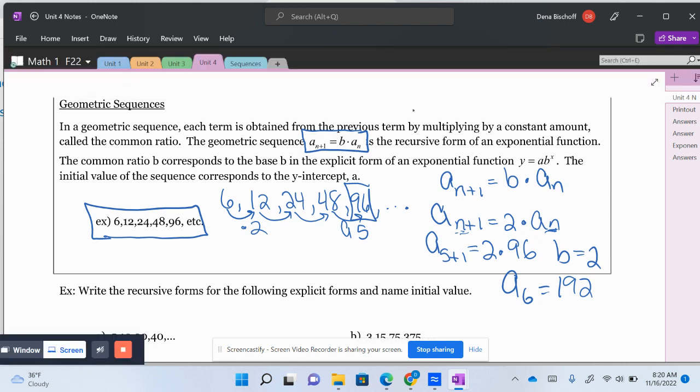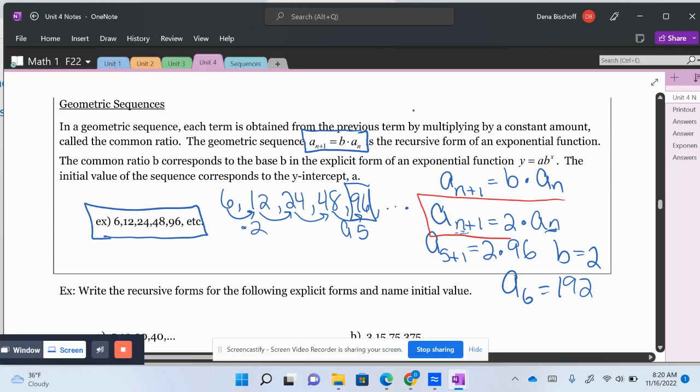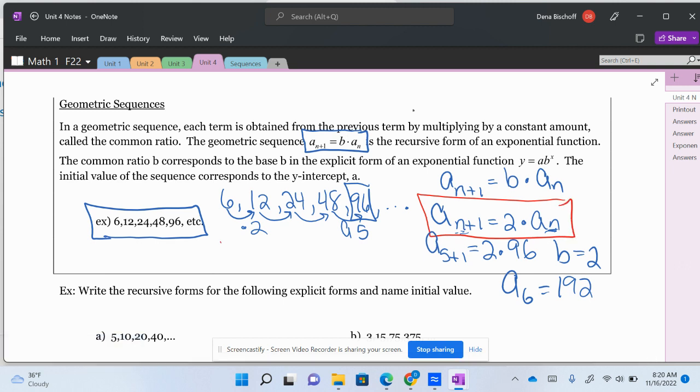So again, you guys need to know how to do this, and we're going to practice this. Okay. The explicit formula is y equals a times b to the x, right? That's the exponential form.